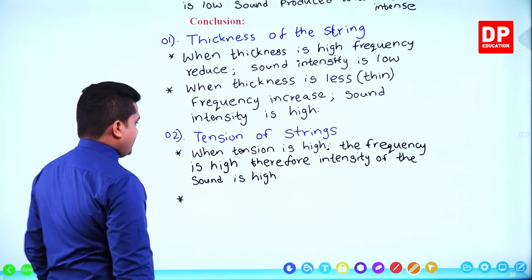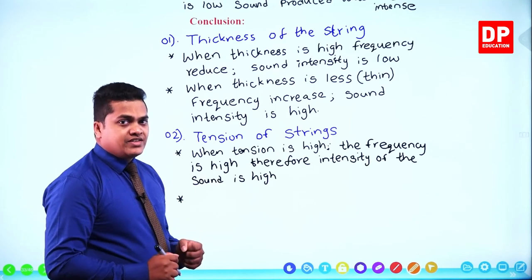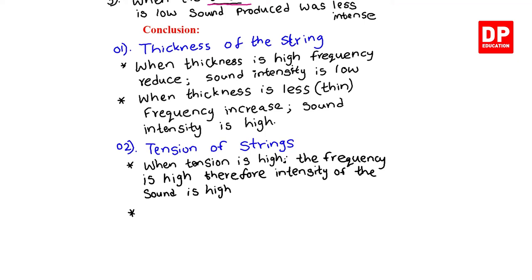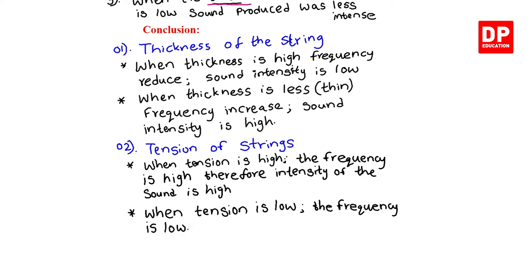In the next one, we can write when the tension is low, or when the strings are not tightened, when the strings are loosely arranged. So when tension is low, the frequency is low. Less intense sounds are produced.